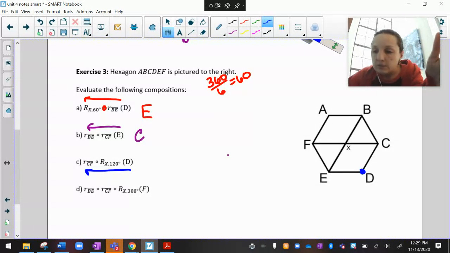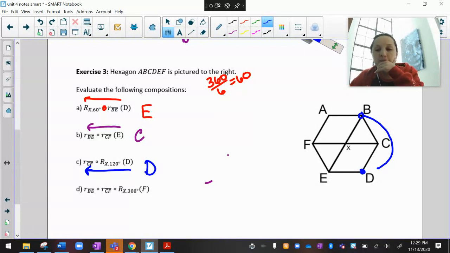And did Mrs. Vibber make a boo-boo before? Hold on a second. D over BE is F. And then F counterclockwise. No, I did that one right. Okay. So anyways, sorry. I just wanted to check my first answer. So if I start at D and I go counterclockwise 120 degrees, that's two vertices away. So I end up at B. And then if I flip B over CF, oh, I end back up at D. That's cool.